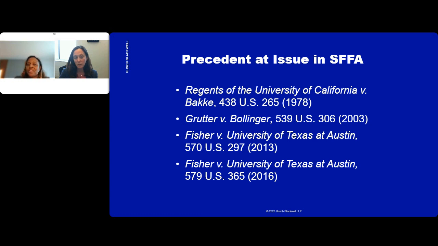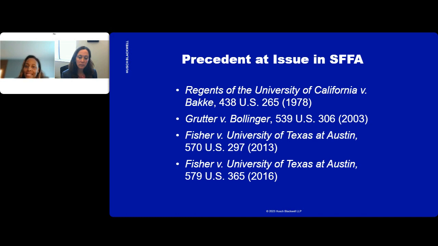Then we have the 2003 case, Grutter versus Bollinger. In 1997, Barbara Grutter applied for admission to the University of Michigan Law School, and she was denied. Grutter argued that there was no compelling interest to justify the use of race as a factor for admissions, and the university argued that they had a compelling interest in promoting diversity for educational benefits.